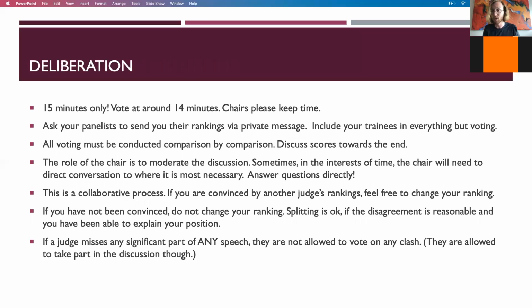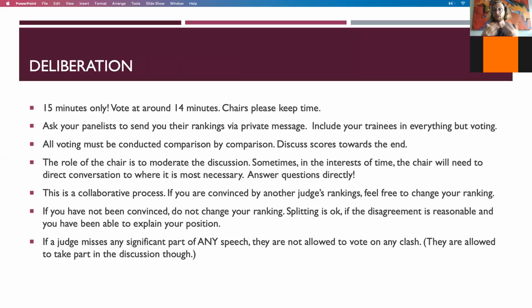Deliberation: be swift. This is an enormous tournament, and we need things to run to time. So 15 minutes only. As the chair, you should be keeping a timer next to you, and if you have reached 14 minutes and have not come to a consensus decision, you need to vote at 14 minutes, and then make sure that you get onto scoring teams as quickly as possible. Ask your panelists at the beginning of the deliberation, once they have finished having a little bit of a think, to send you their rankings via private message, and then include your trainees in everything but voting.